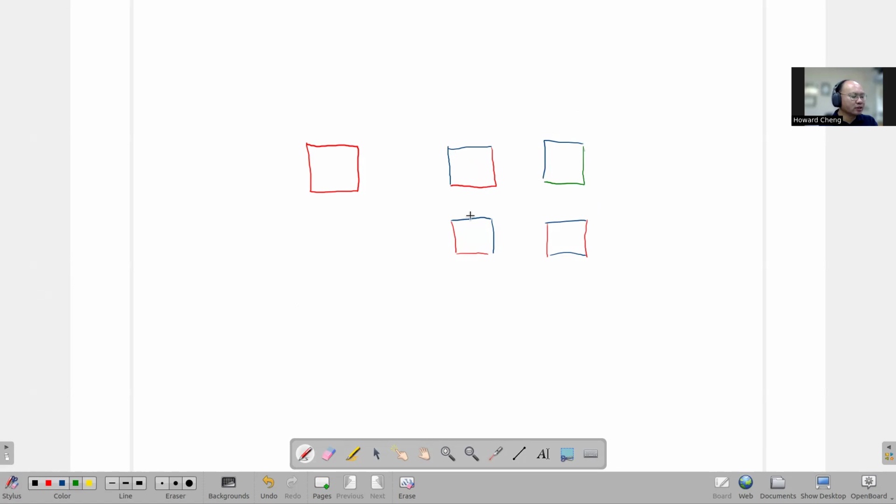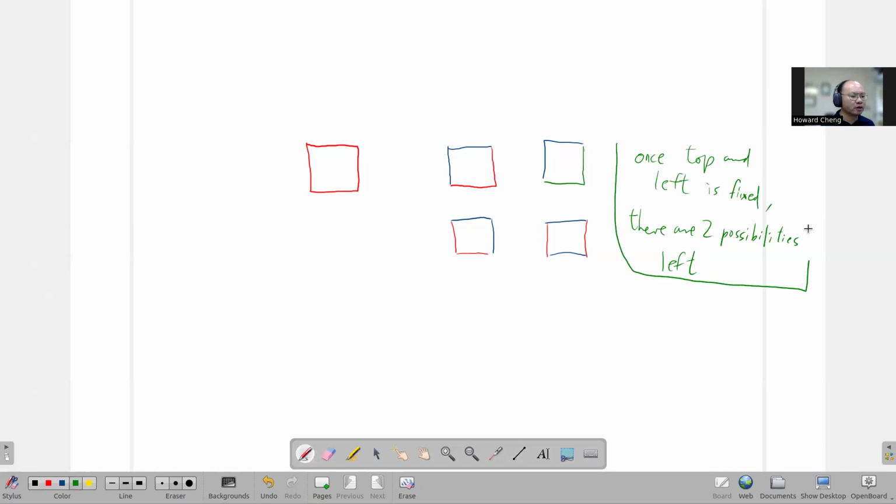If you decide that the top and the left are blue and red, then there are 2 ways left to continue. You must use red and blue, but then it can be opposite. It can be either one. So what do I want to say? Once top and left is fixed, there are 2 possibilities left. Okay, so this is the first observation.